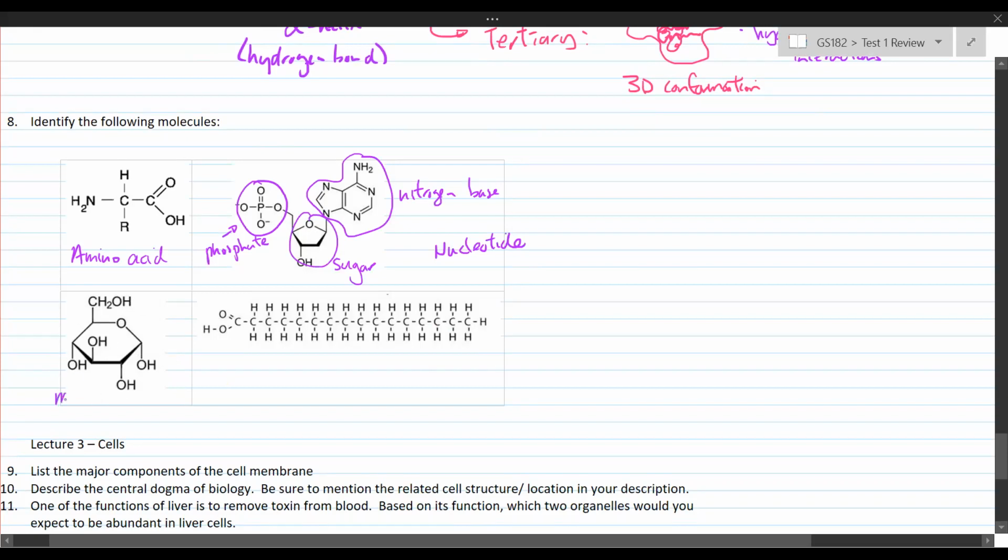Over here we have a monosaccharide. I mean, you don't really know which one it is. Glucose, fructose, galactose, you don't have to know, but it's a single sugar. And this here, if you see a bunch of C and H together, that is going to be the fatty acid.